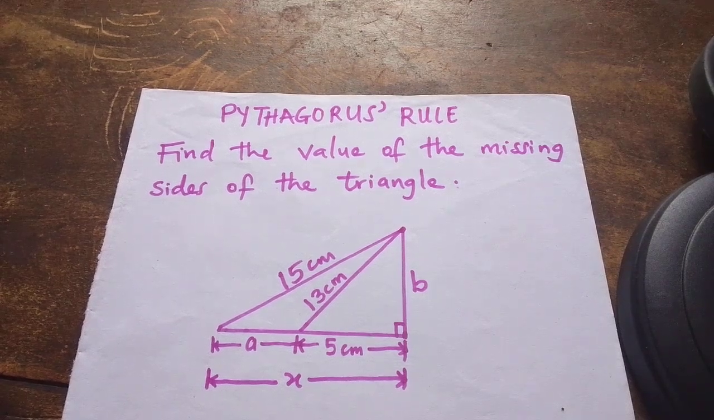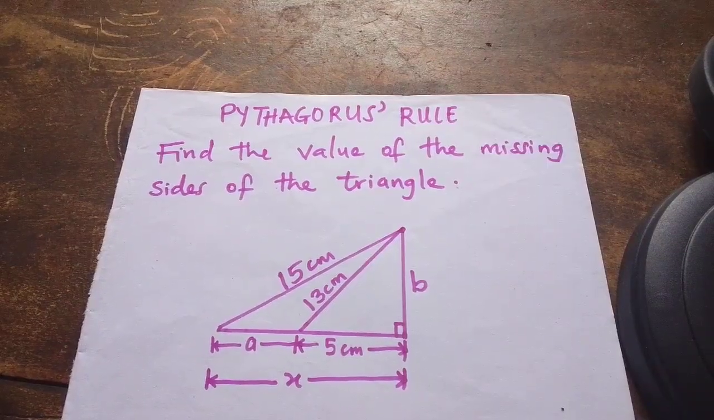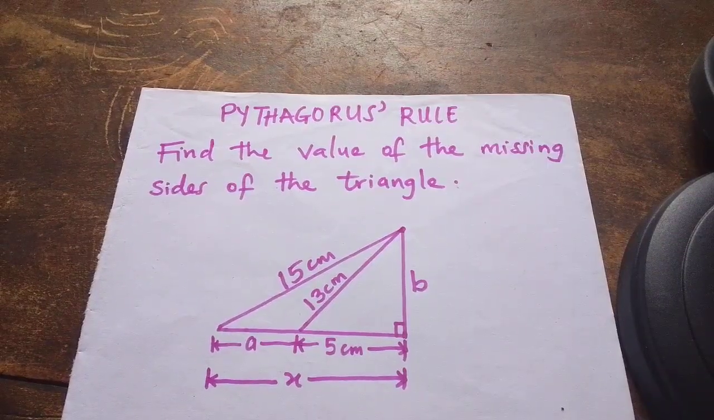Hello students, now we still want to continue on the lesson on Pythagoras rule. Find the value of the missing sides of the triangle.